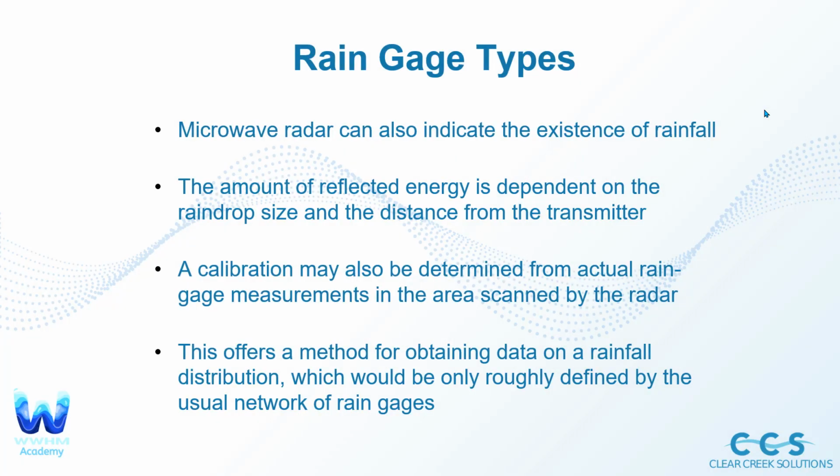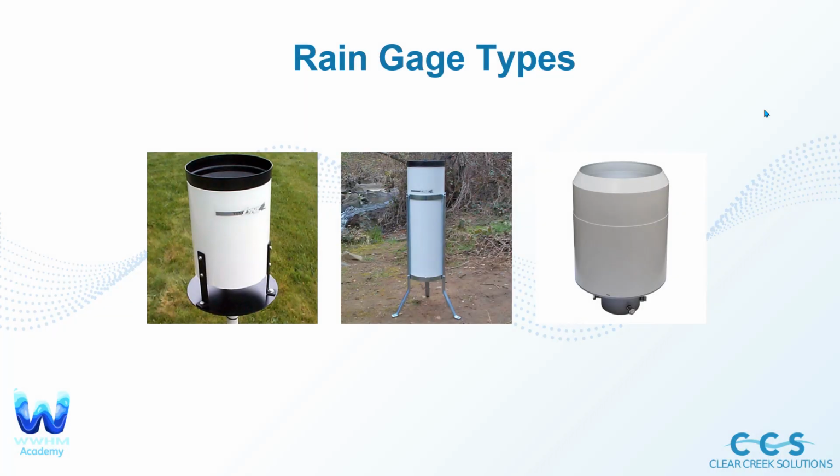Microwave radar can also indicate the existence of rainfall, and the amount of reflected energy is dependent on the raindrop size and the distance from the transmitter. A calibration may also be determined from actual rain gauge measurements in the area scanned by the radar. This offers a method for obtaining data on rainfall distribution, which would be only roughly defined by the usual network of rain gauges. So it's more comprehensive than a standard rain gauge approach. Here are some pictures of more rain gauge types. Like I said, you can also check out that video to learn more about the different types of rain gauges. We have the tipping bucket on the left, and a more standard one in the center and on the right.